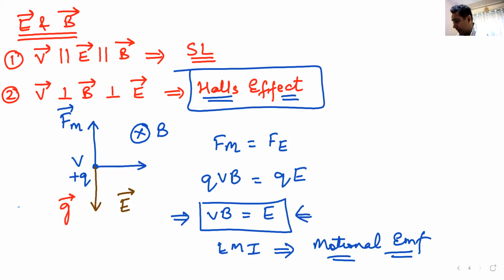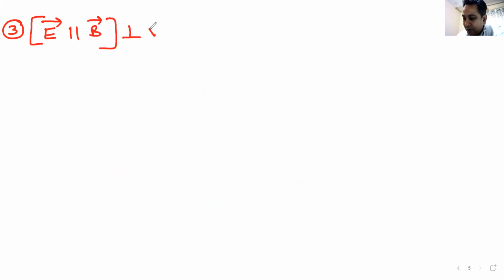Now, can there be another circumstance? Whenever you get questions on this case, the questions would be from special cases. Otherwise, the question becomes too complicated for you to solve. I can create a third case where E is parallel to B, and both of these are perpendicular to V. What happens in this case?